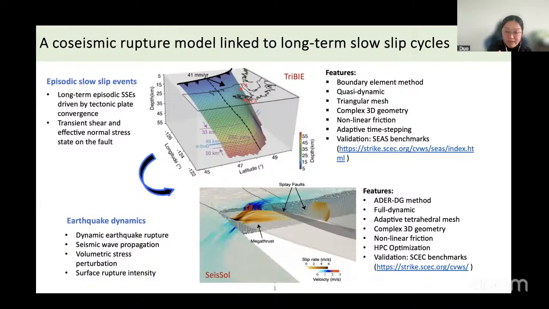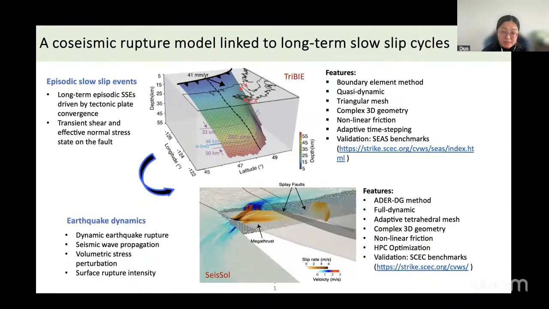In my research, I use two codes. The first is based on the boundary integral method, in which we ignore the volumetric stress evolution of the entire domain and only focus on the deformation on the fault. The figure on the top shows the triangular meshes on the slab interface for the Cascadia subduction zone, and the output includes the slip rate history and the shear stress on the fault.